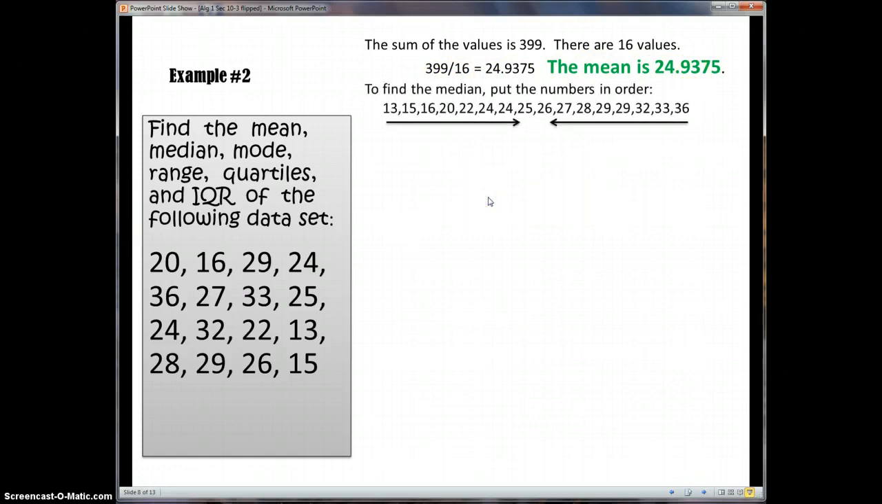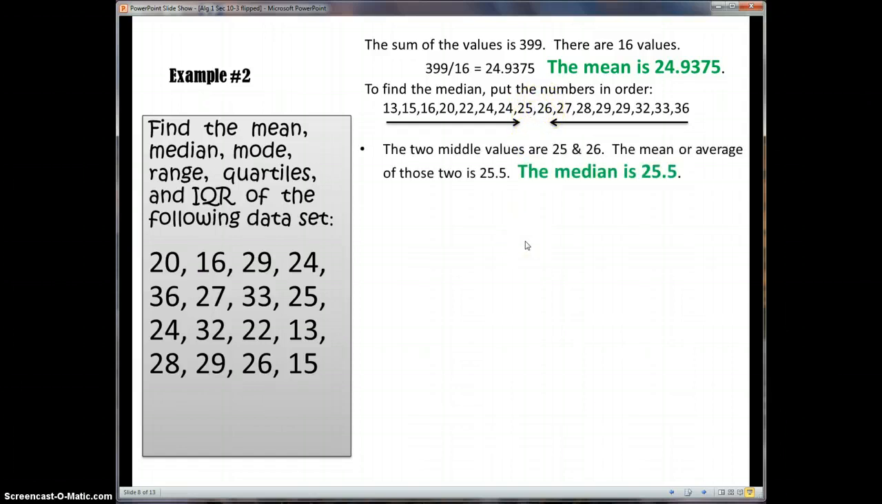To find the median, we put the numbers in order. Notice I got them in order, and I start counting in from the ends, get the same number, and there's an even number of data items, so there's not a single middle one. There's 2 of them. So the median is the mean of these 2, or the average of these 2. We would add 25 plus 26 and divide by 2. The median then is 25.5.